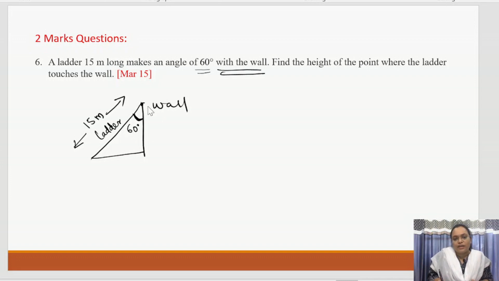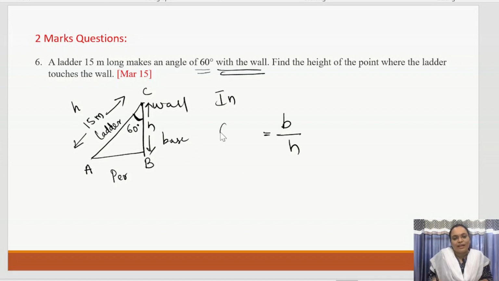We need to find the height of the wall. The angle is at C. This will be the perpendicular, this will be the base and this will be the hypotenuse. So we know base and hypotenuse, right? We can take cos 60. Yes, cos theta is base by hypotenuse. Okay, so we can take cos 60.